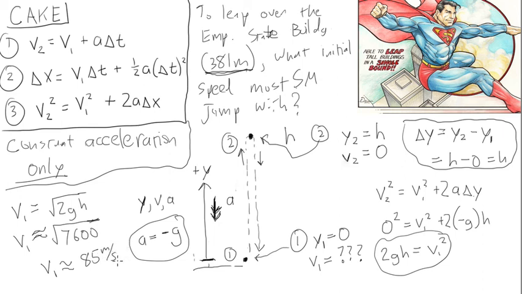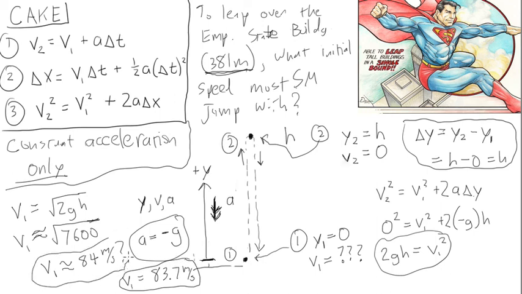Actually, I feel like now I remember, because again, I'm a physics teacher and I've done Empire State Building jumping problems before. I really feel now like it's 84 meters per second. And I want to say v1 equals 83.7 meters per second. Maybe, okay? That's like familiar to me, but I don't know. So one of these somehow pretty close is how fast Superman would have to leave the ground when he's jumping.